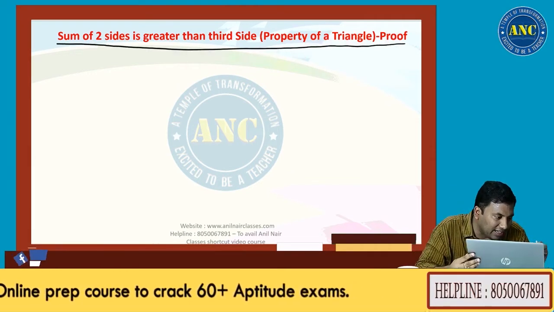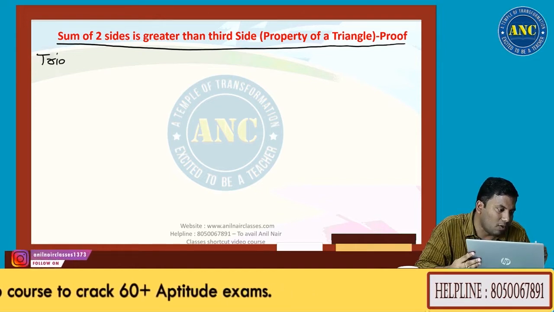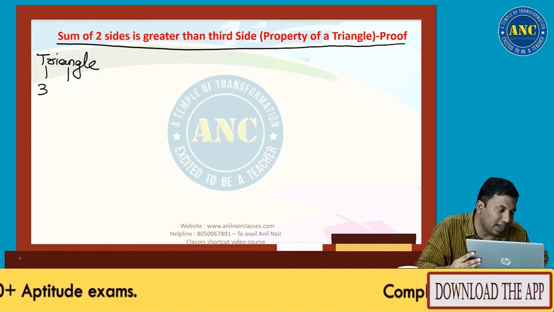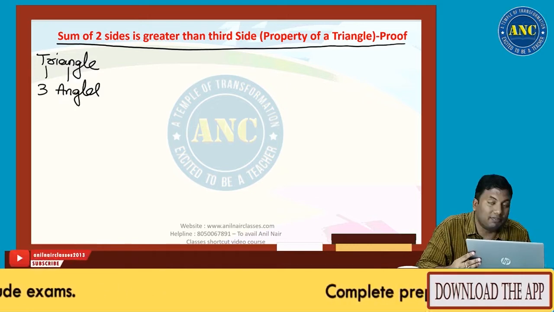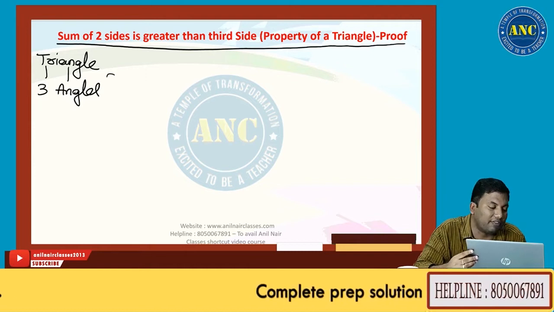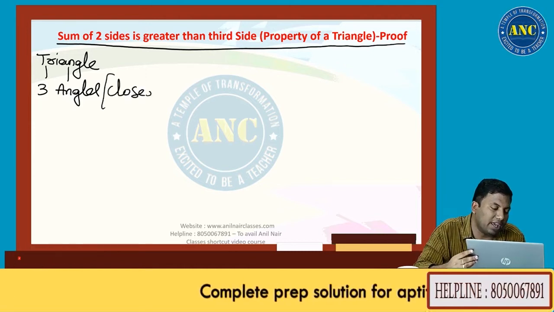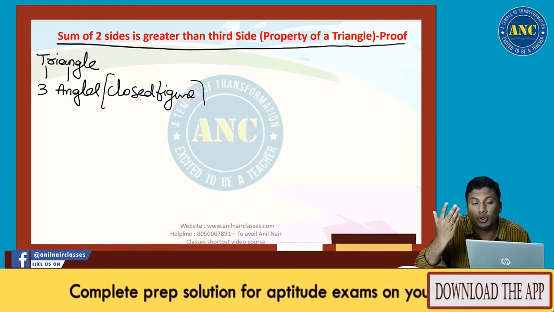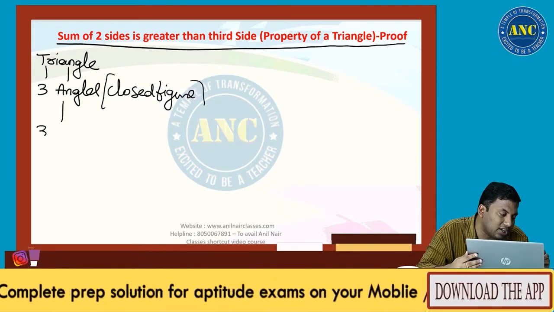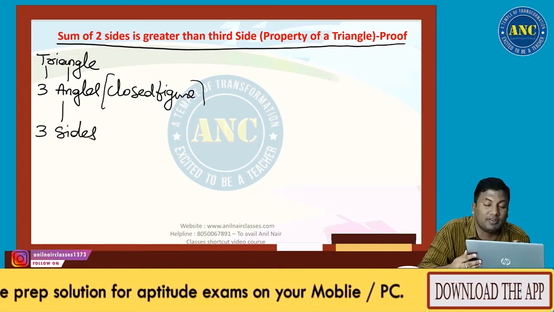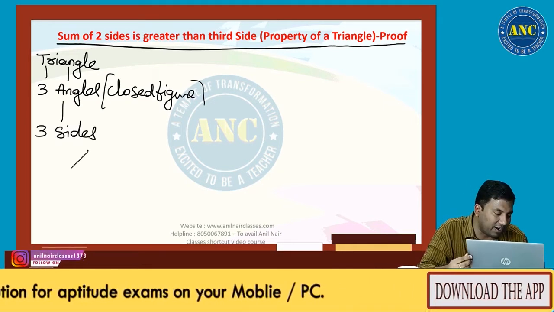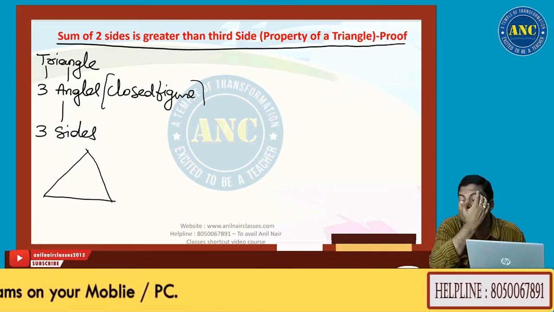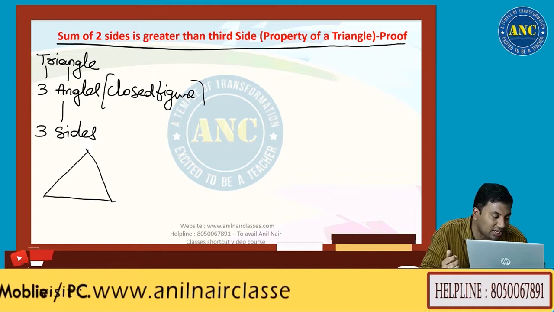Suppose I take a triangle. First I will give an introduction. What do you mean by a triangle? Tri means three, and angle means angle. If there are three angles in a closed figure, it is called a triangle. For you to get three angles, there have to be three sides. Three sides will give you three angles. So this is a three-sided closed figure.